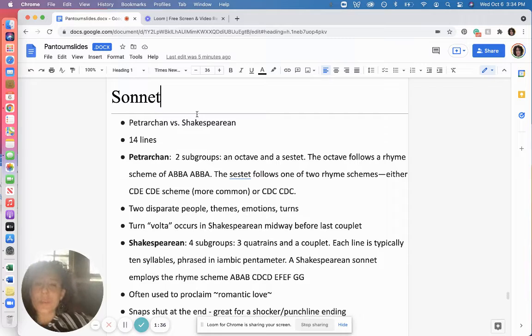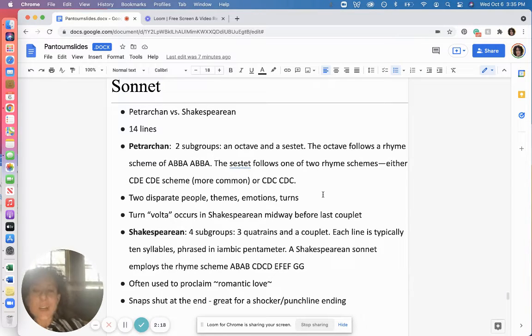For the Petrarchan versus Shakespearean sonnet, they do share a few similarities. They have 14 lines and they have what's called a volta, or a turn. For the Petrarchan, there are two subgroups. There's an octave, as in 8 lines, and then a sestet. You recognize the sestet from sestinas, yes? So there's 8 and then 6, and it follows A, B, B, A for the octave. The sestet can do one of two rhyme schemes, either CDE, CDE, or more commonly CDC, CDC. God help you if you want to do it. You can give it a shot. Let's hop back to Shakespearean.